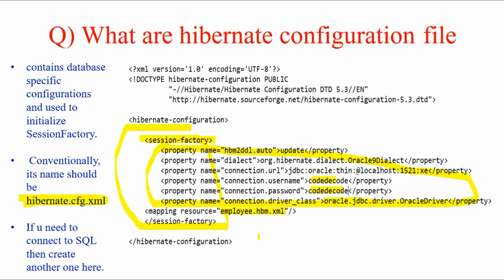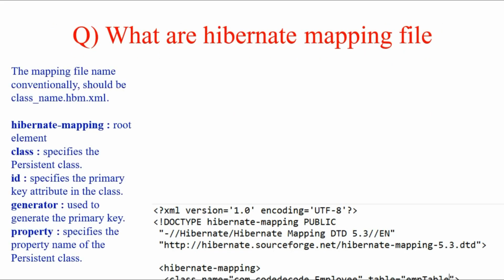So if you have n number of database connections, you have to create n number of session factories. This is how you create n number of session factories in your Hibernate configuration file. The parent is Hibernate configuration. I hope I'm clear with the Hibernate configuration file. Let's quickly go to the Hibernate mapping file.